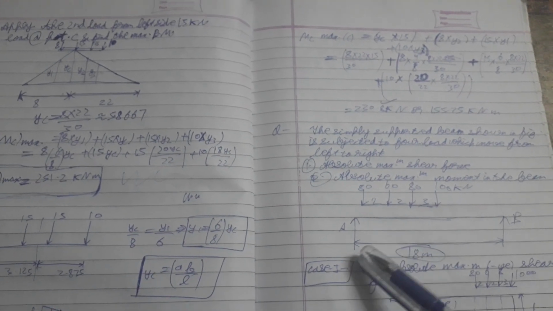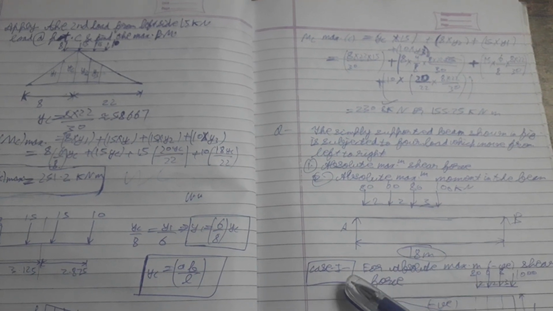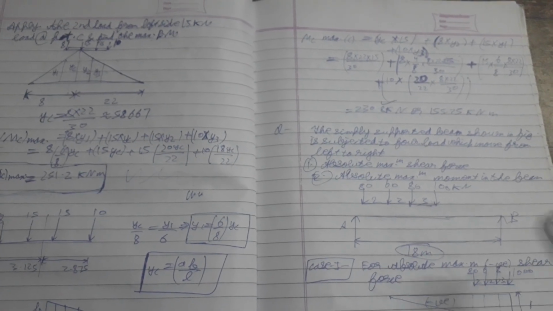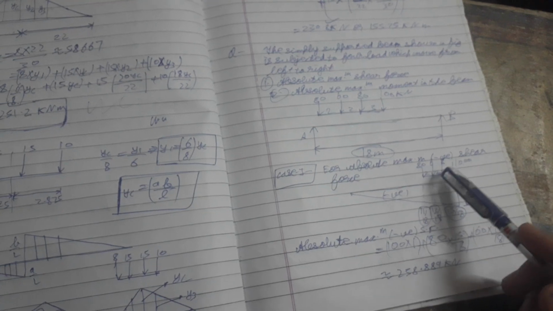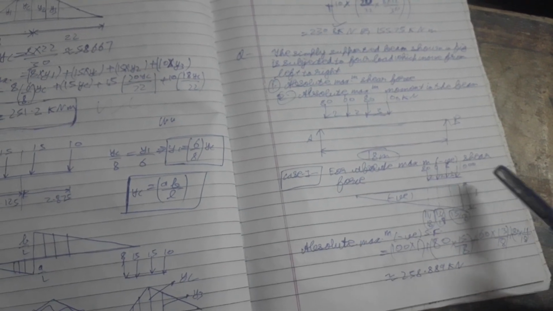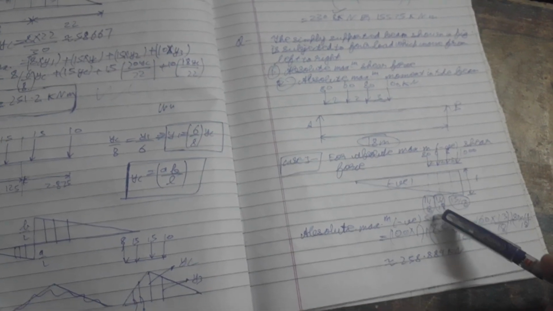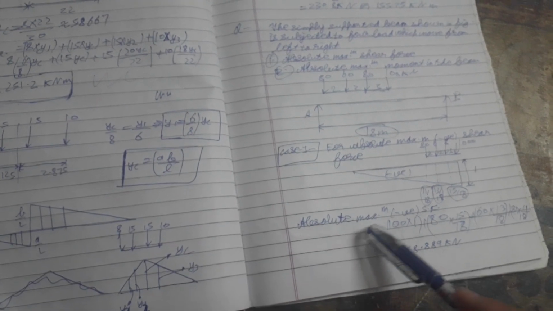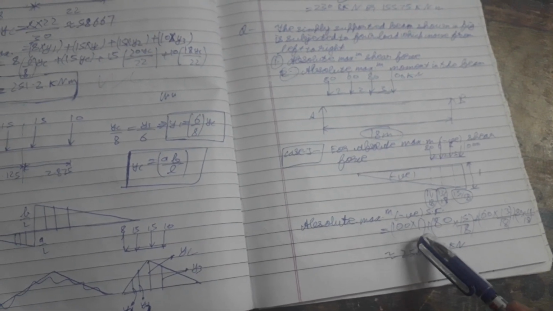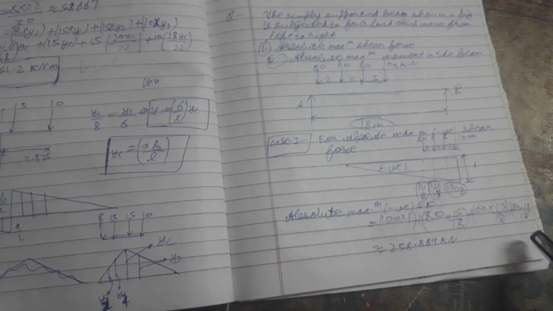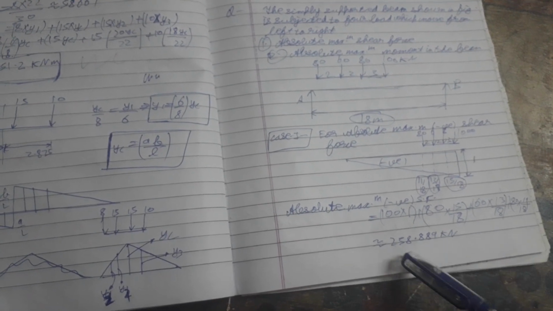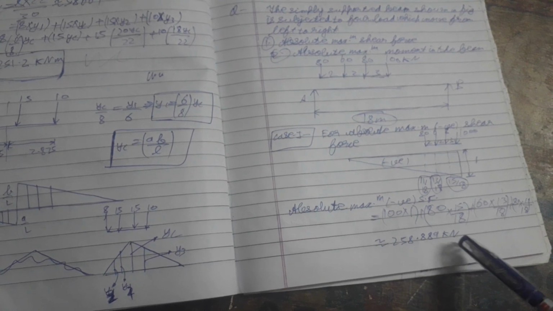Then A, this is B, this is 80 meter. Case first, for absolute maximum negative shear force, this is negative, this is 8, 6, 8,000, this is 2, 2, 3, this is 1, this is 11 by 18, this is 13 by 18, this is 15 by 18. Absolute maximum negative shear force is equal to 100 into 1 plus 80 into 15 by 18 plus 60 into 13 by 18 plus 80 into 1 by 18, which is approximately equal to 258.889 kilonewton.